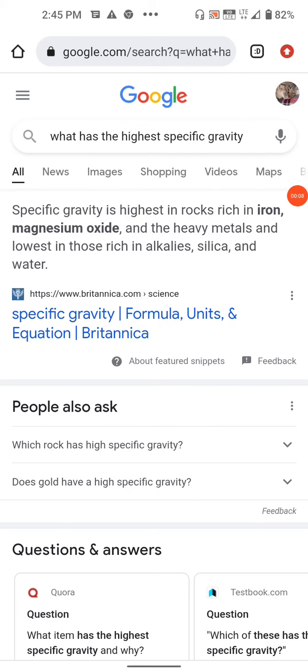Okay. So, iron magnesium oxide. If you look up, what is the highest specific gravity? Iron magnesium oxide and heavy metals are the highest, and the lowest are alkalis, silicon, water. Well, what does this have to do with anything that I normally talk about?